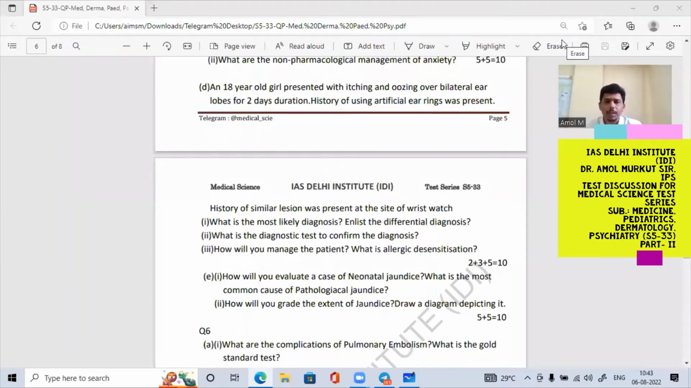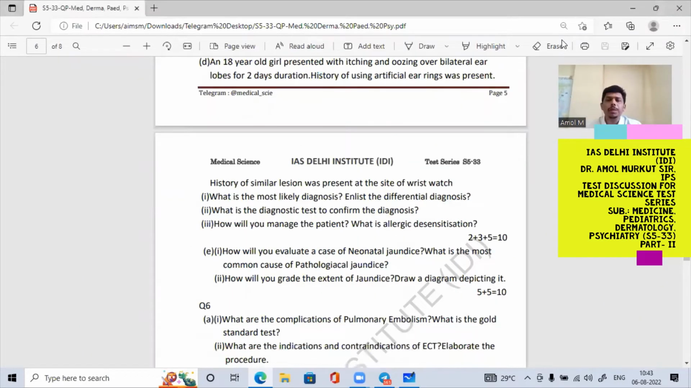So, what is the most common cause of pathological jaundice? Mostly Rh isoimmunization, Rh incompatibility is the most common cause of pathological jaundice. How will you grade the extent of jaundice? Draw a diagram. The Kramer diagram, starting with face 4 to 6, 6 to 8, 8 to 12, then 12 to 14, and palms and soles above. We all know it, Kramer's diagram.